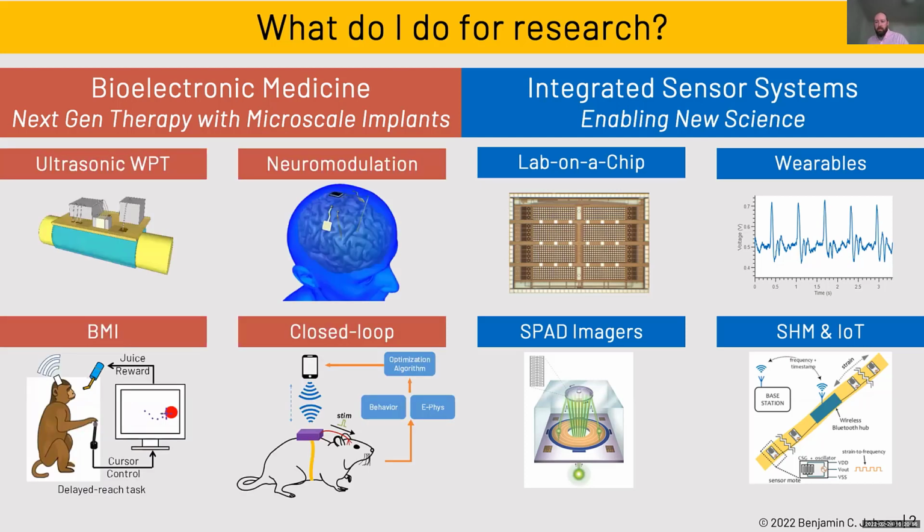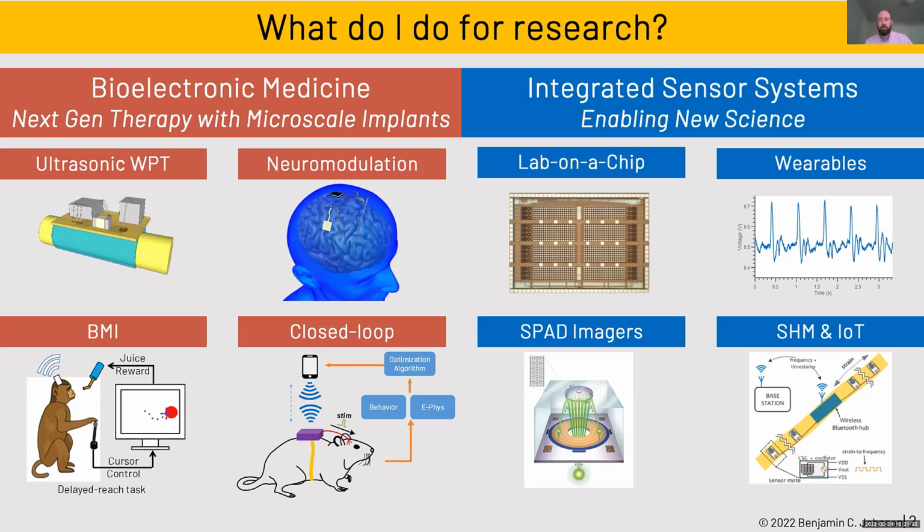And in terms of bioelectronic medicine, there's a few different areas that we're focusing on. One is using ultrasonic wireless power transfer to miniaturize devices that can be deeply implanted in the body. And then also looking at ways to do novel neuromodulation. So that's using electrical stimulation to really manipulate the activity of the nervous system.